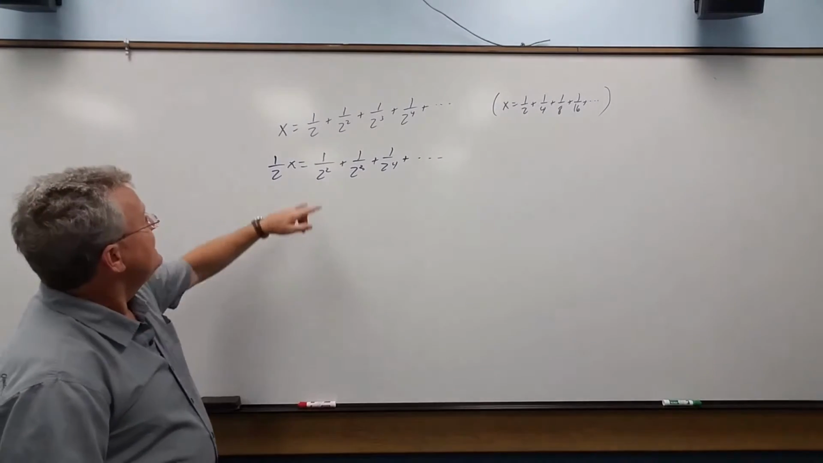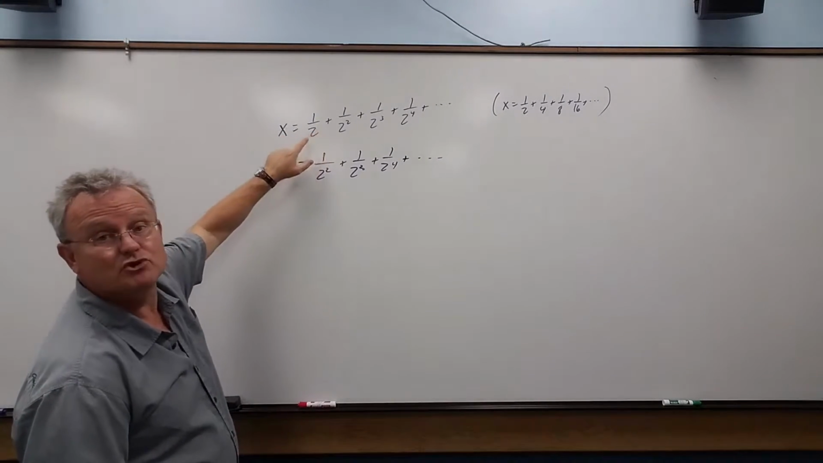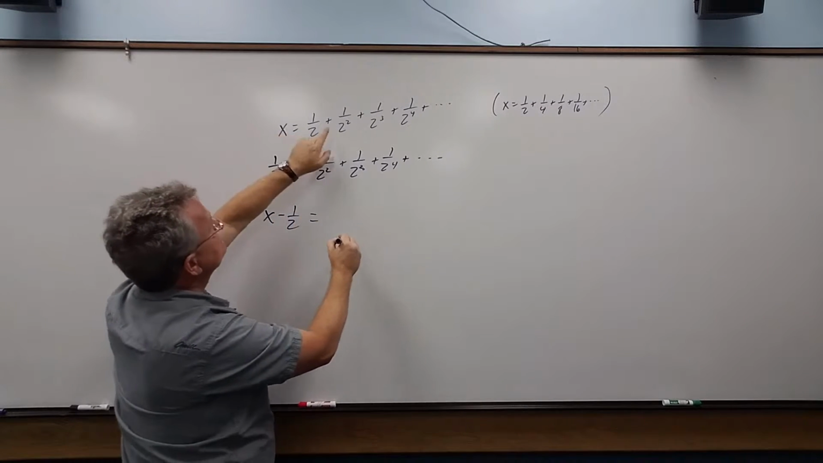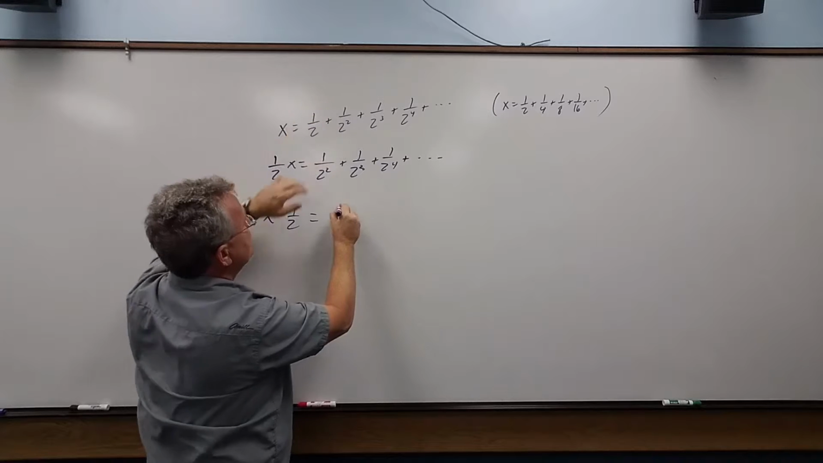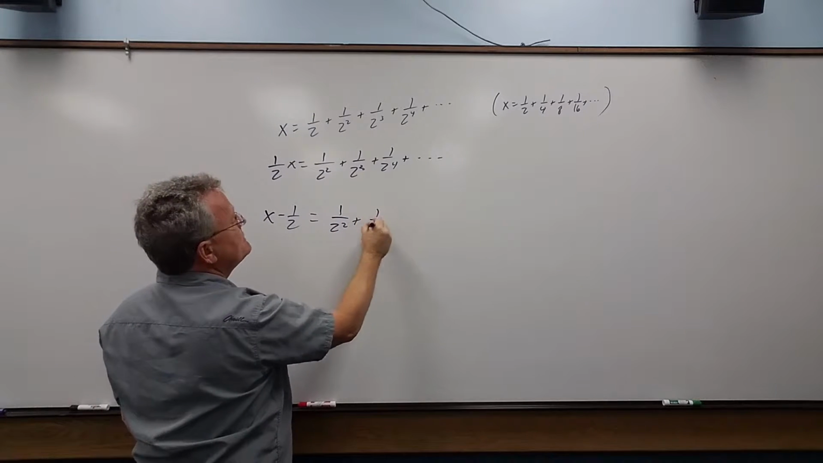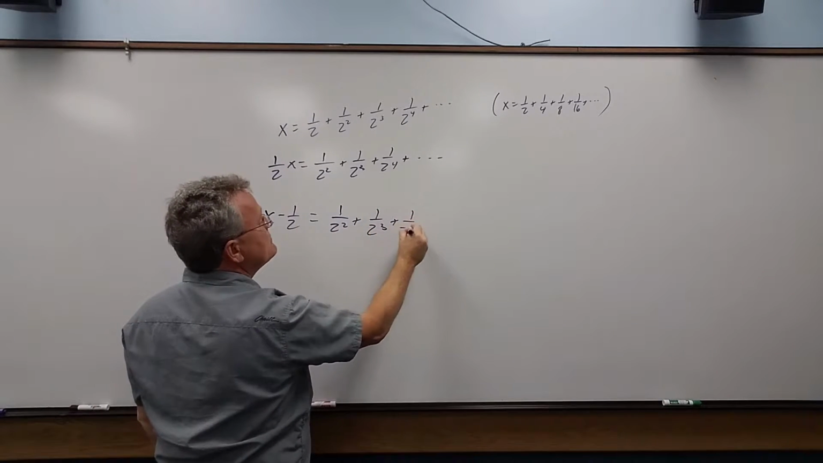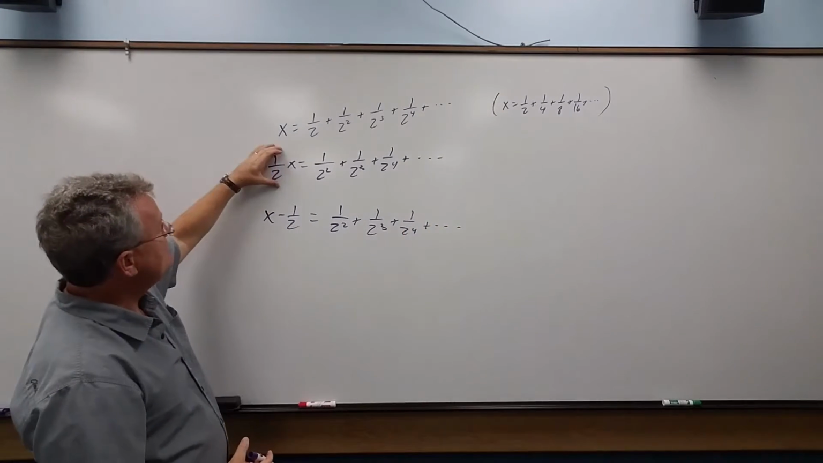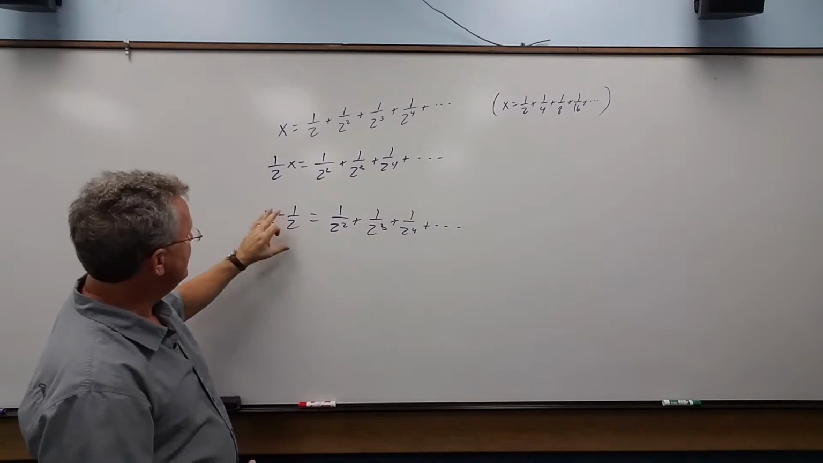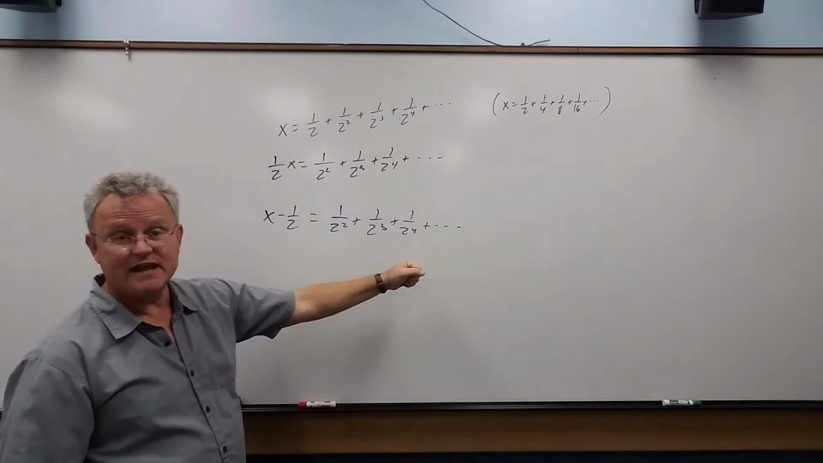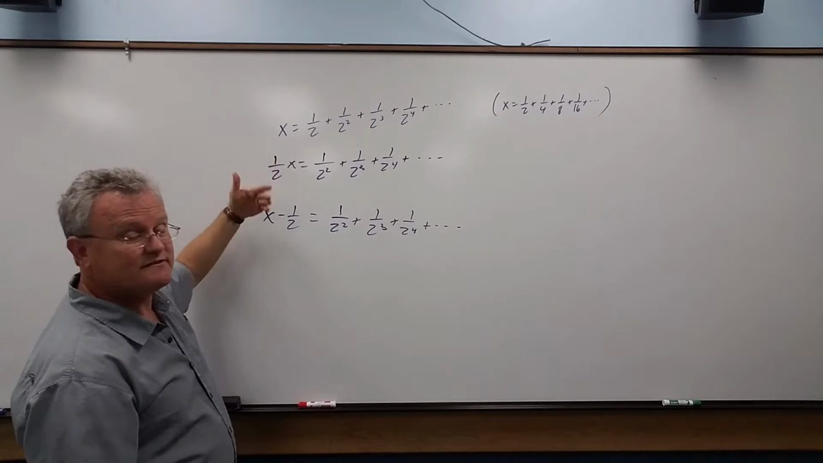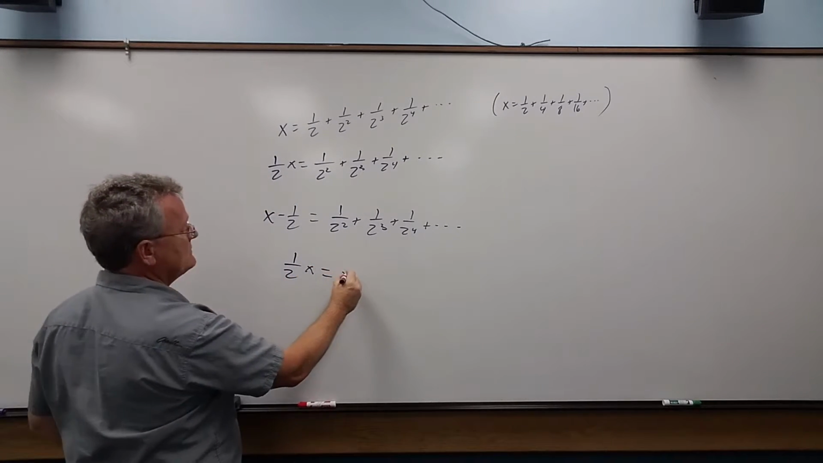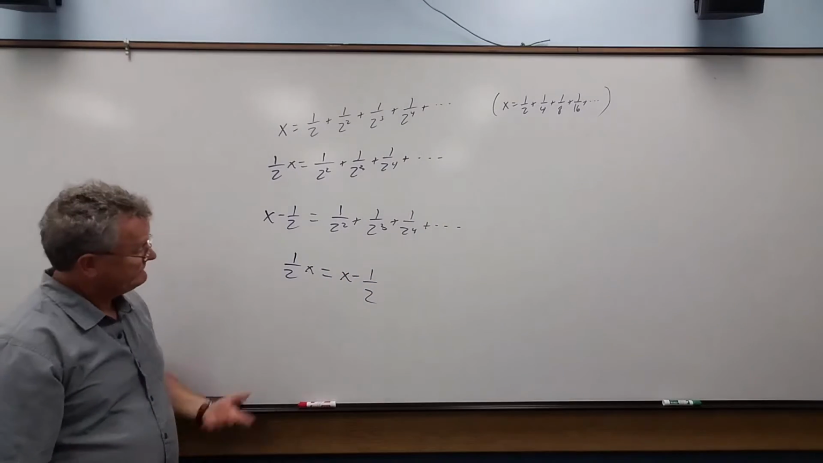All right? Now up in this equation, if I subtract a half, we get x minus a half is equal to, when I bring this over, we're left with 1 over 2 squared plus 1 over 2 cubed plus 1 over 2 to the fourth forever and ever. Well, we see 1/2 x equals this sum. x minus a half equals the same sum, and by the transitive property, therefore 1/2 x has to equal x minus a half. Yeah?